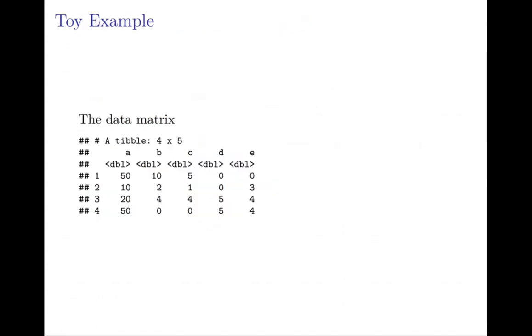So we're going to run through a toy example so you can see what this looks like. I just made a simple data matrix called toy here. And you can see we have 4 observations or 4 samples and 5 species, A through E. And then there are different numbers of all of them in each sample at each site.